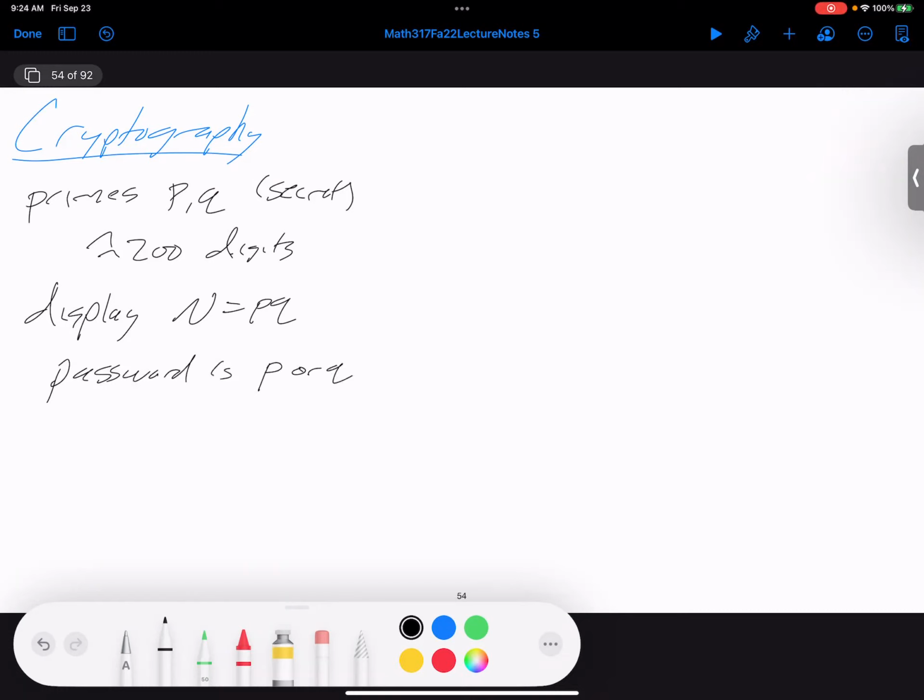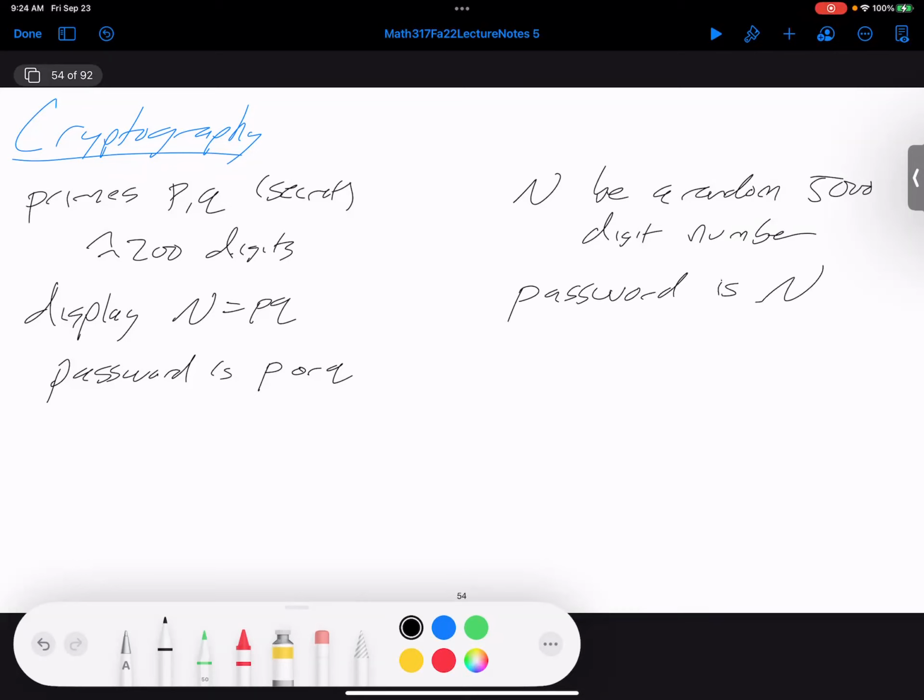In the second, I let N be a random 5,000 digit number, and the password is N. Right, so we have two different methods. In the first, it's a 200-digit password. You have to get all 200 digits right, and I tell you, it divides N. In the second, it's 5,000 digits, and I don't give you anything. Which do you think is harder to crack, the first or the second?